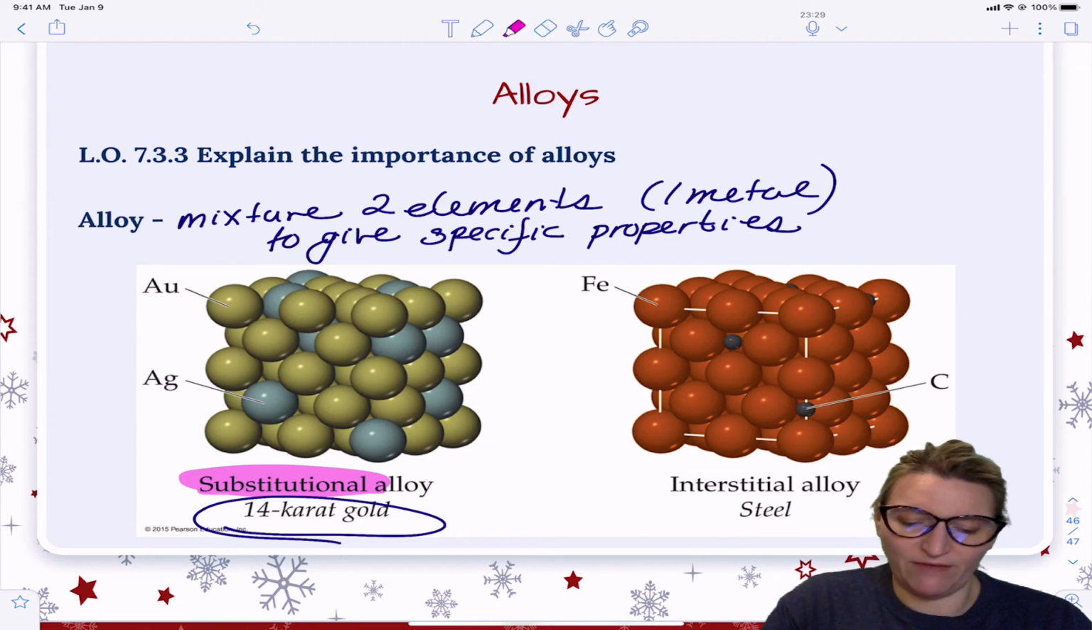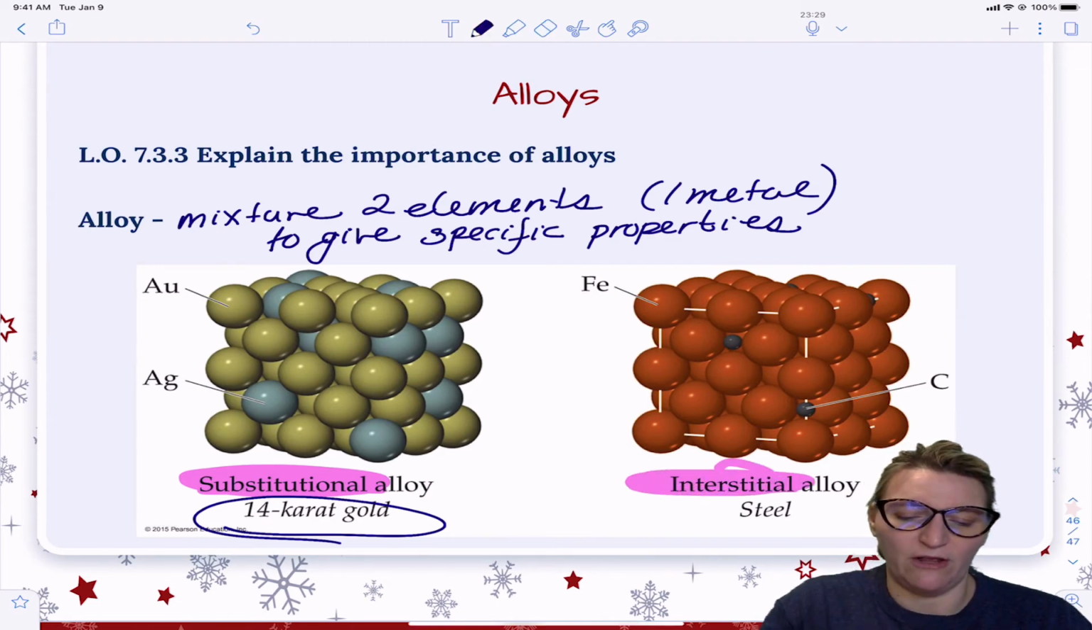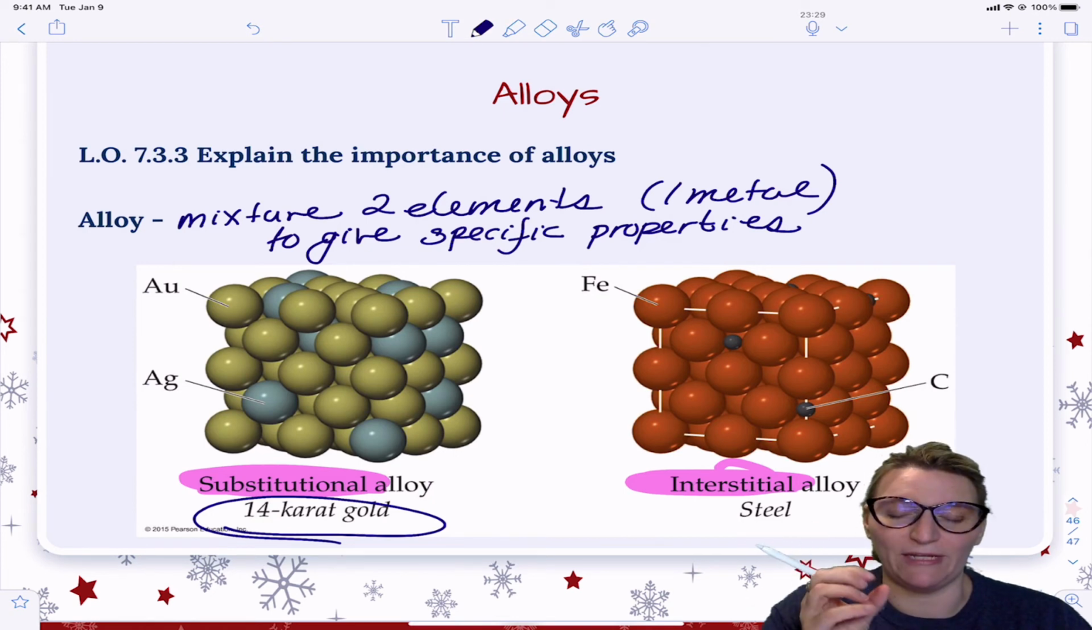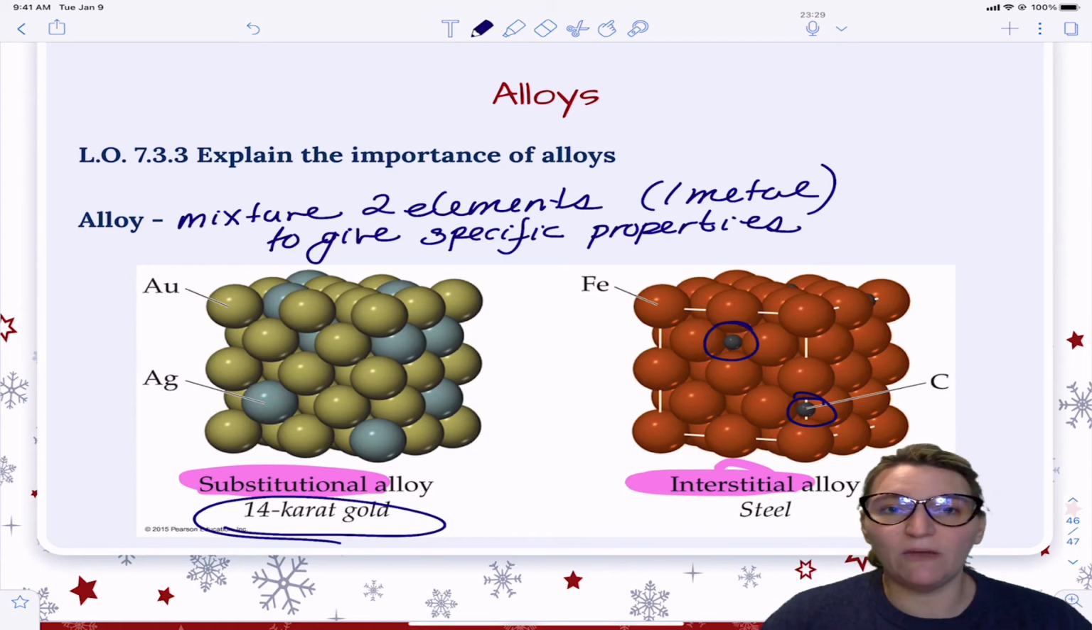The other type of alloy that there is, instead of substitutional, is interstitial. The word interstitial means in between. In an interstitial alloy, steel is the biggest example of that. In steel, we actually put atoms of carbon inside the iron, and it sort of goes and fills the holes.